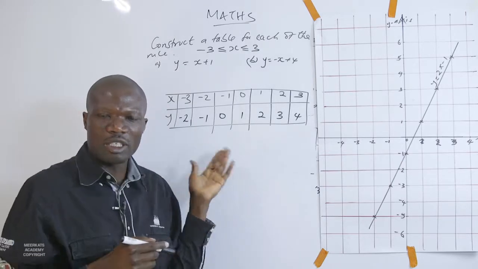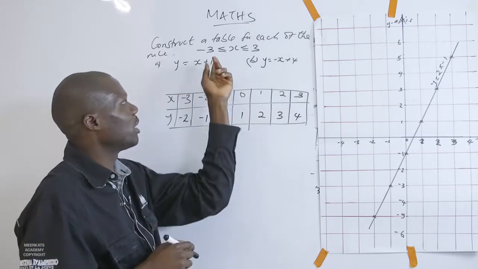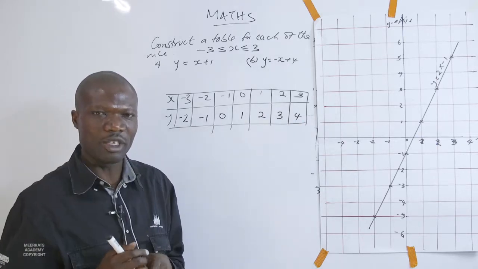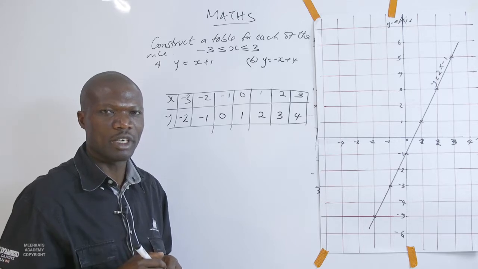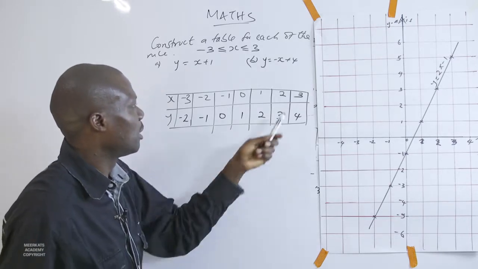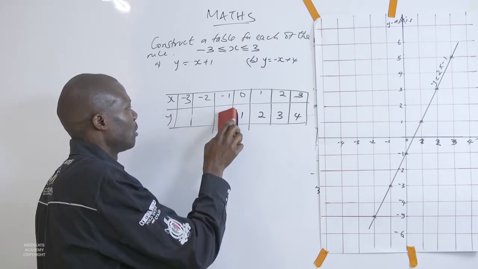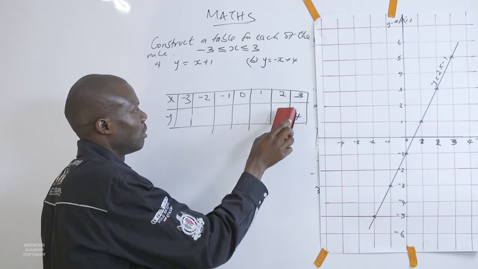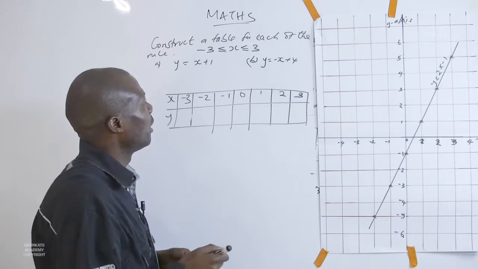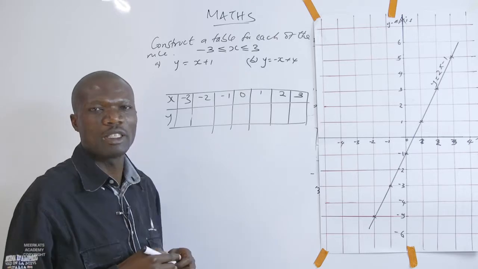So this is just filling the table, constructing the table given a rule and the range of the x coordinates. So what we have down here are the y coordinates. Right? Let us look at the second equation. Now look here. Find the coordinates of y given that this is minus x plus 4.